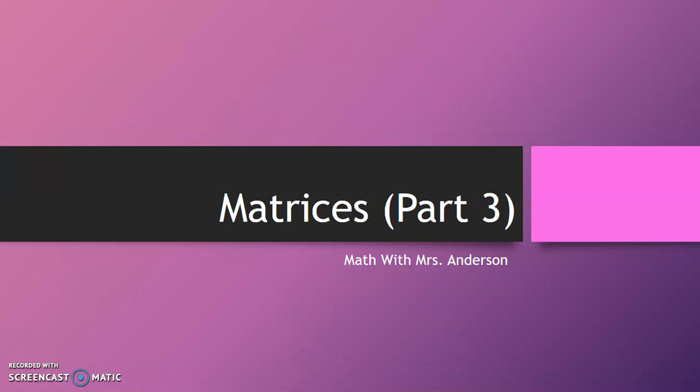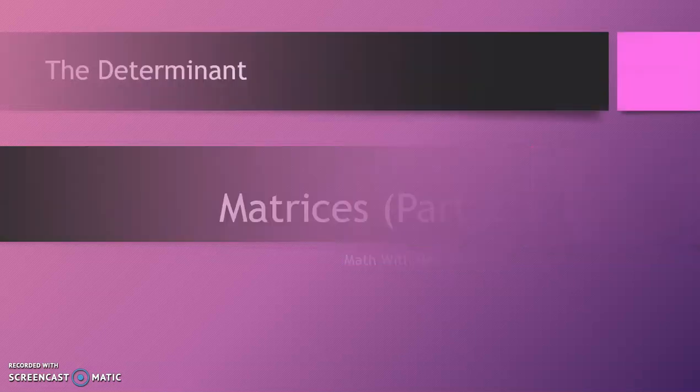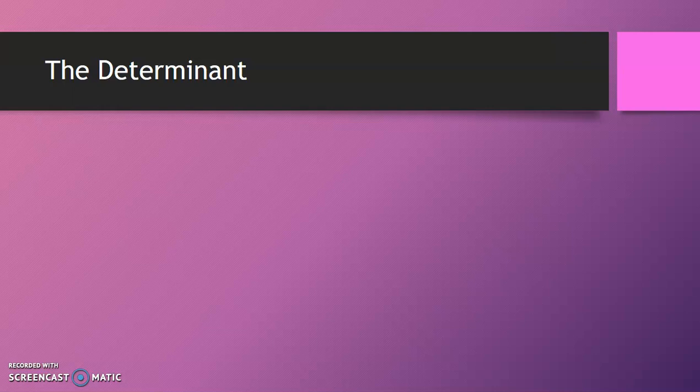This is Mrs. Anderson, and in this video I'm going to be talking about matrices. This is actually part 3 of a series that I've done on matrices. For this specific video, I'm going to be going over how to use a 2x2 matrix in order to solve a system of equations by talking about what the determinant is and also getting into Cramer's rule. So first let's talk about what the determinant is and how it can be used.